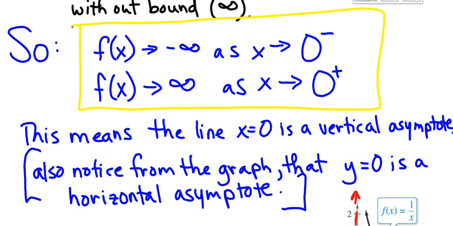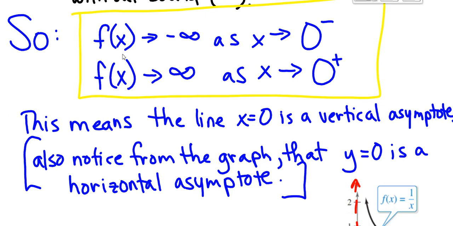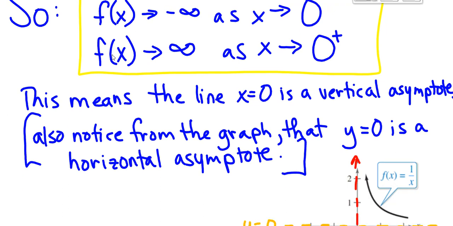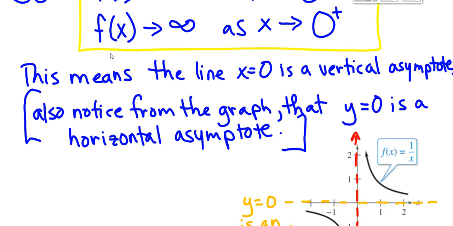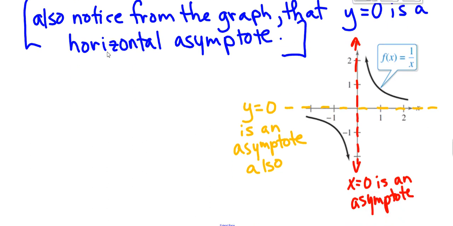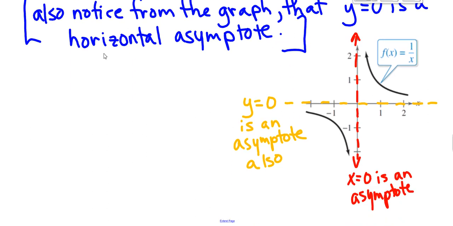This means that the line x equals 0 is a vertical asymptote. Also notice from the graph that y equals 0 is a horizontal asymptote. And so maybe take a moment and do a nice sketch of this graph of 1 over x. And then I'm going to move on. So pause this if you need to see that longer.